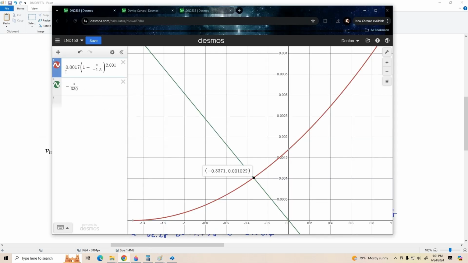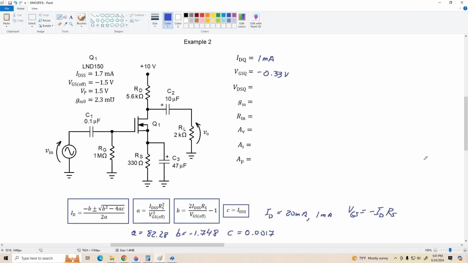Here's our transconductance equation, IDSS times (1 minus VGS, that's X, divided by VGS off, negative 1.5 volts) squared. And our green line for ID times RS is negative X, which is VGS over RS, 330. Our solution is about 1 milliamp and negative 0.34 volts. Okay, and we got 1 milliamp, negative 0.33, just rounding error. So we're in good agreement.